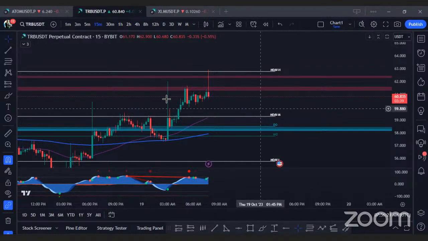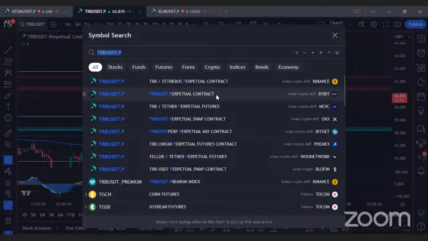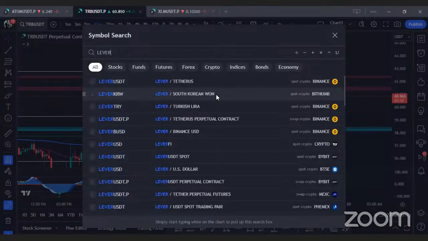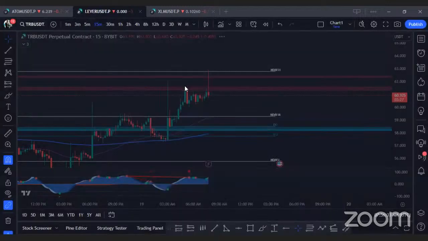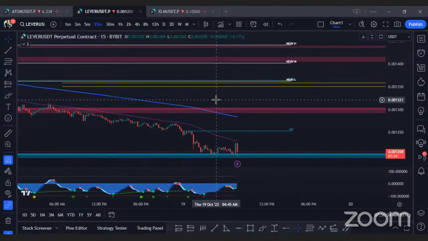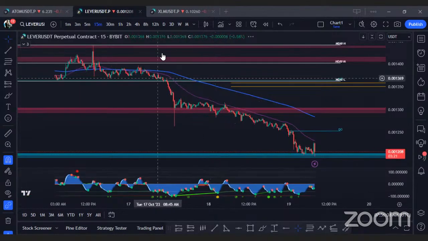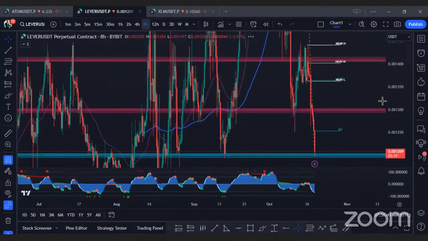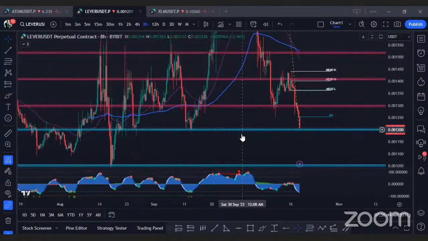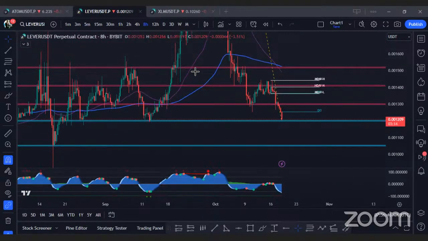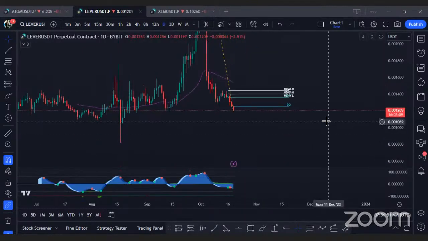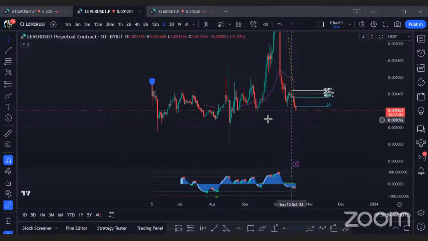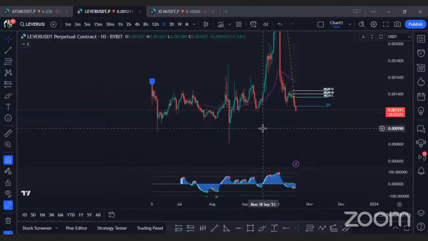Let's check Lever for Wooski. Okay, let's check Lever USDT. Let's see what we have for Lever. Looking at the higher time frame, Lever is sitting at the support right now, guys. Let me do daily and be sure. Yeah, it's equally at that support level. There's a support down here where Lever is sitting.